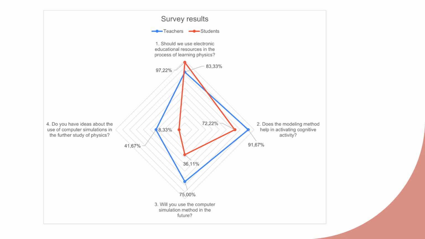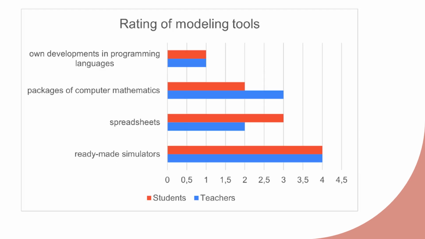Only a third of the students perceive the computer modeling method as interesting and useful for learning, and only 6 students out of 72 are ready to continue self-educational research activities using the computer modeling method. It was almost identical in the opinion of both teachers and students. The highest rating was given to the off-the-shelf simulators because they are bright and ready to use. The lowest rating was given to their own developments in programming languages because it's programming, so it's difficult.